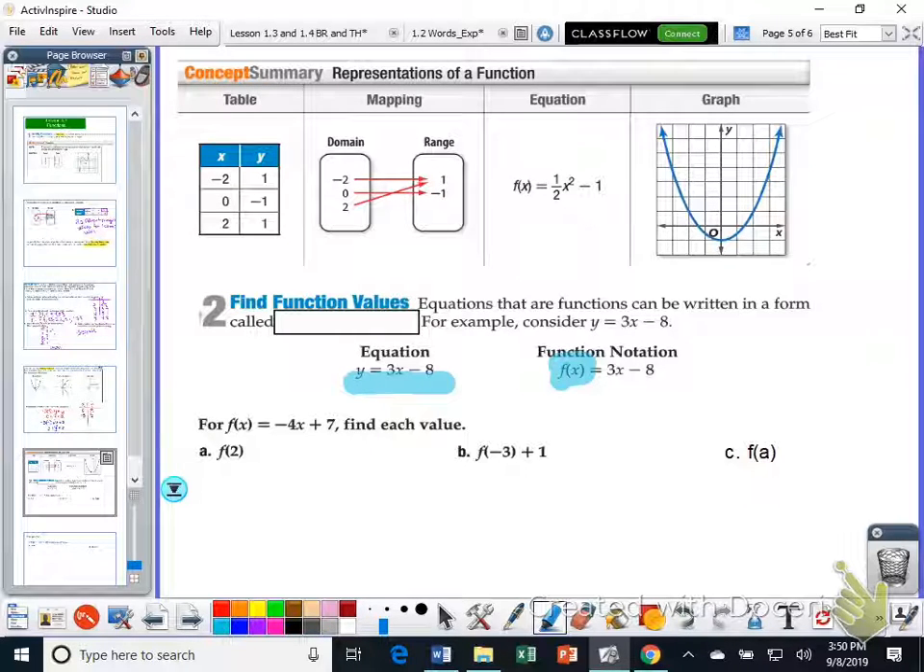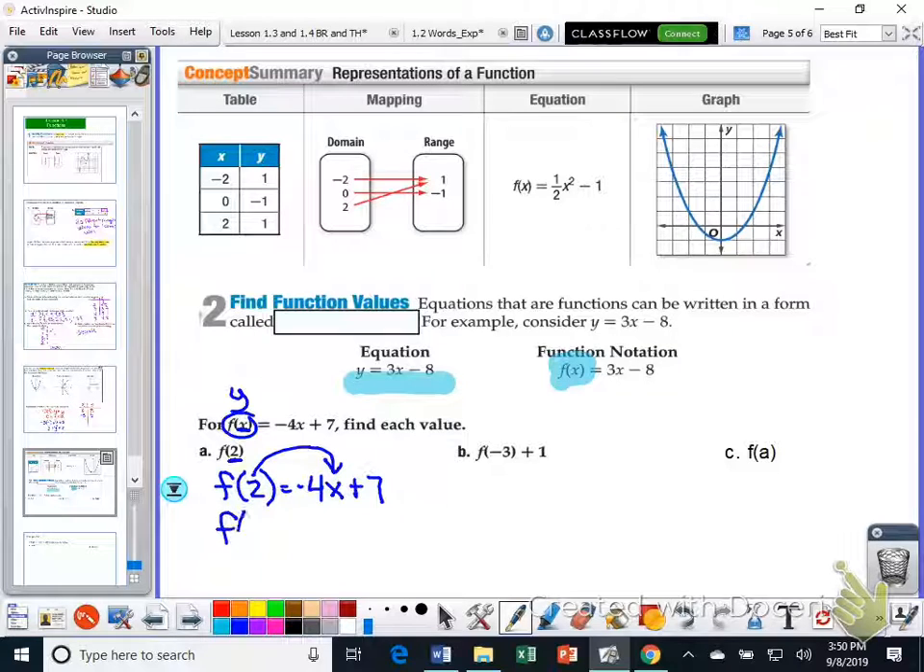So for example, all this is saying is that y is equal to negative 4x plus 7. We're just using f of x because now for every value of x, it needs to be a 2. So what does that mean? So f of 2 equals negative 4x plus 7. That was my original problem. Wherever there is an x, I need to replace it with a 2 and figure out the new problem. So f of 2 equals negative 4 times 2 plus 7.